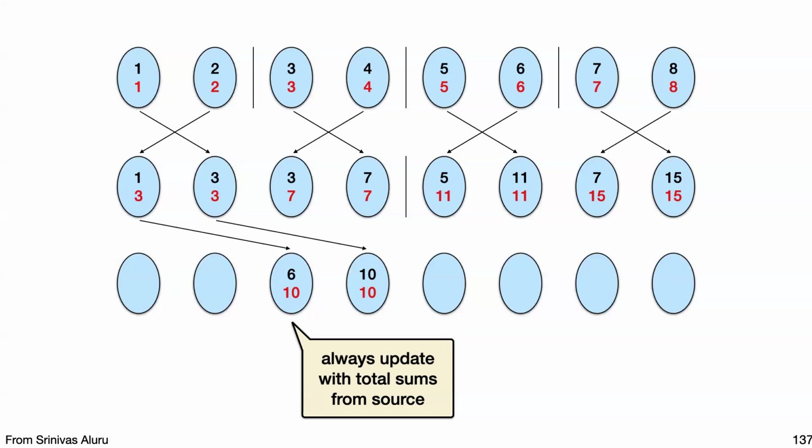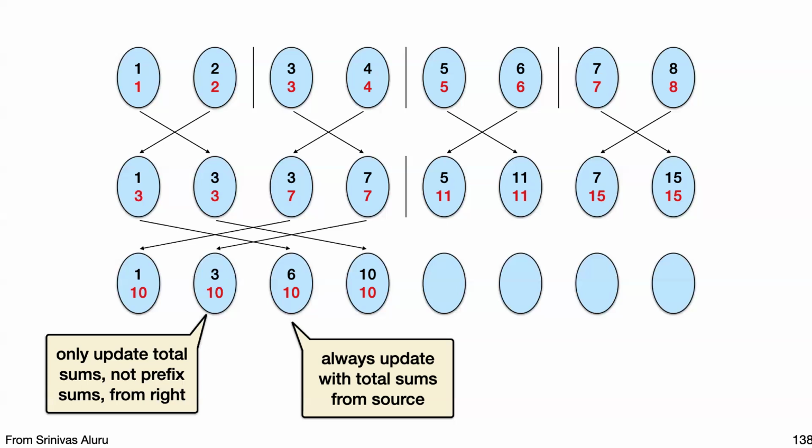7 is the total sum in this pair. 3 is the total sum here, and you add them up to get 10. And then we follow the same rule. If things are coming from the right, then you update only the total sum. You don't update the prefix because there's no contribution to the prefix from the right. So now this 10 is the total sum of all the elements in this group of 4. Like 1, 2, 3, 4, you add them up, that's 10. And the prefix is now also correct: 1, 3, 6, 10.